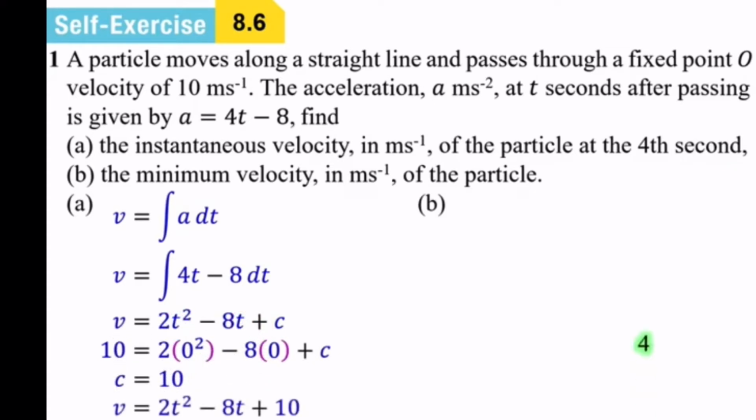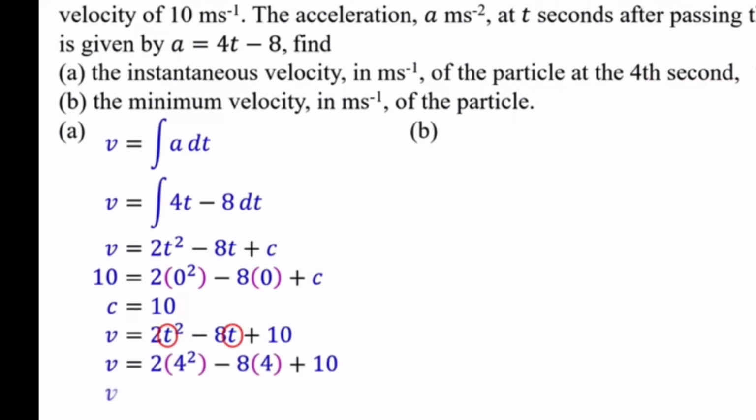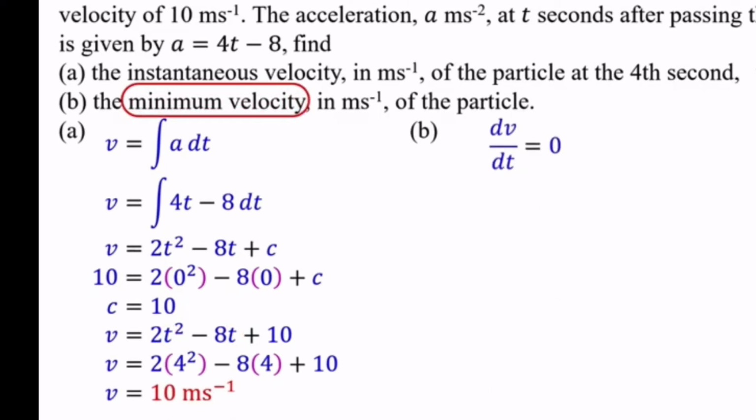So hence we need to rewrite again the velocity function before we can substitute the time, which is t equal to 4 seconds, to find the velocity for the particle at 4 seconds. For minimum velocity, we have to let a equal to 0 to find the time first. So dv/dt equal to 0, that means the time equal to 2.